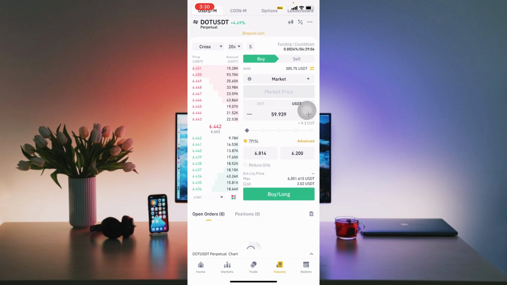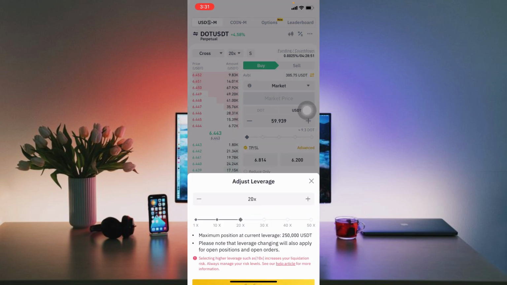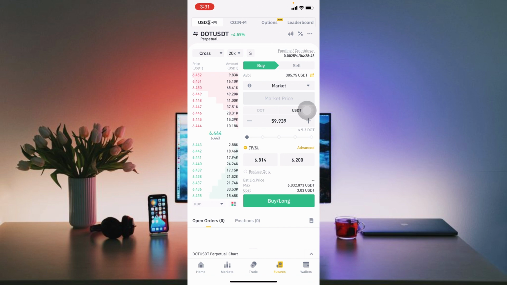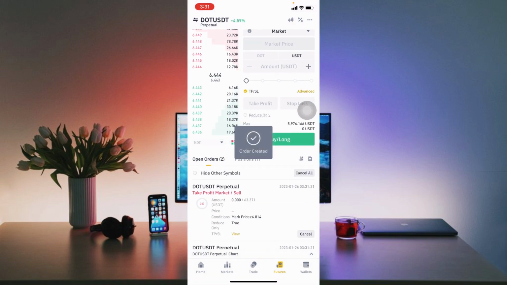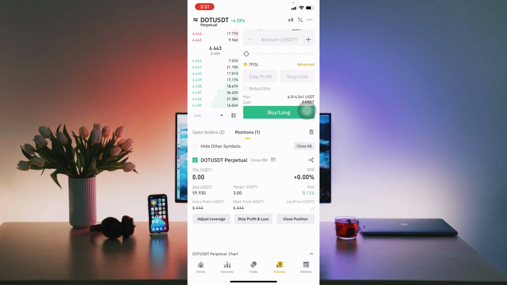Before you enter a trailing stop, there are two things that you need to check. Remember the leverage. Our leverage is 20x. Then our cost or investment is 3.02 or 03. So let's go for long now. Okay, so we go for long. So now you see the trade is already open because we used market execution. 20x leverage, cross margin. Then we have our margin to be 3.00.